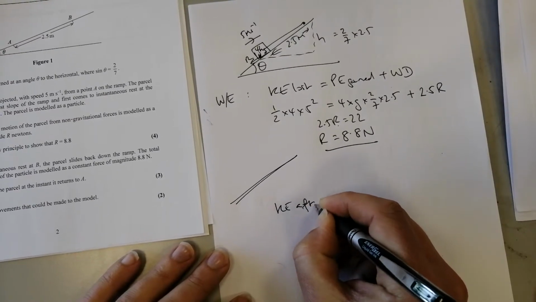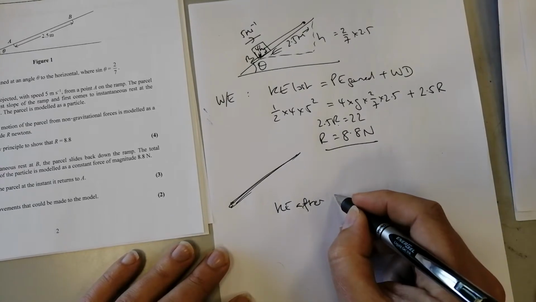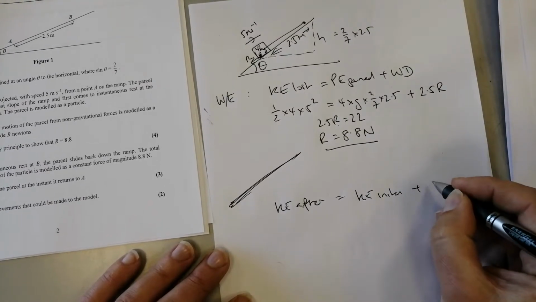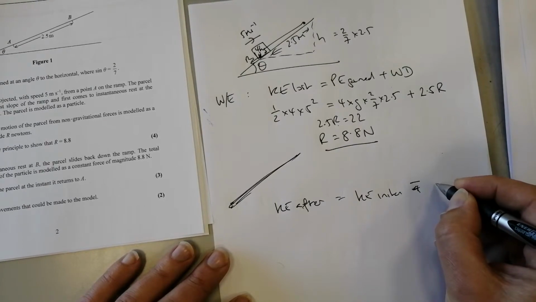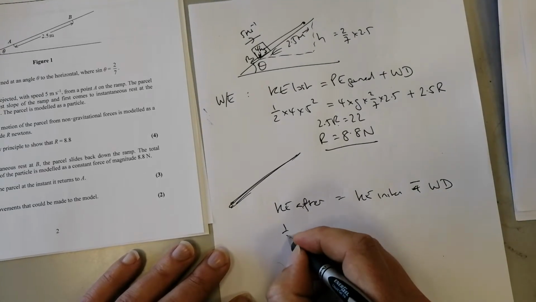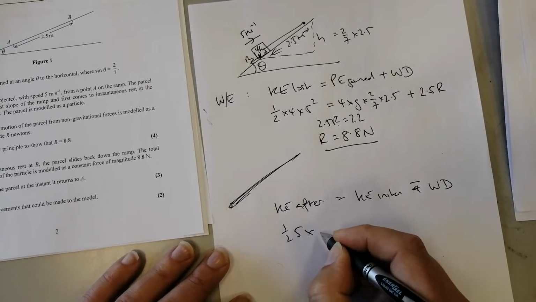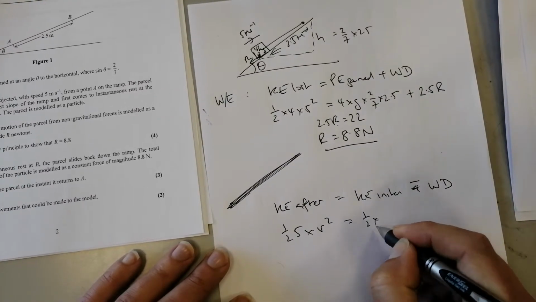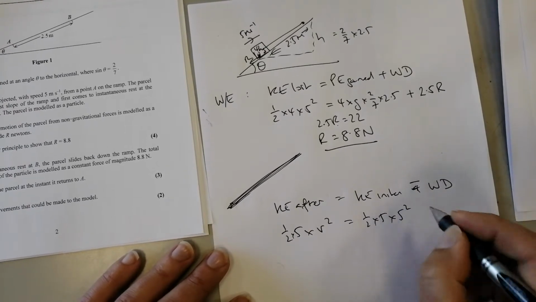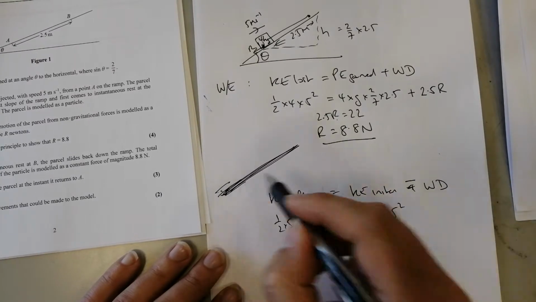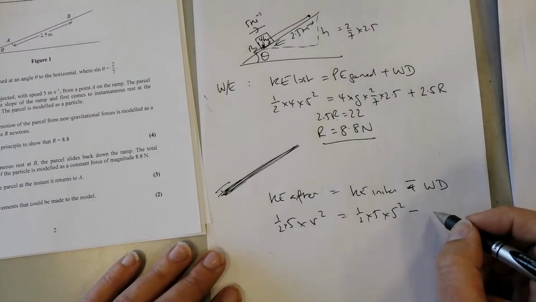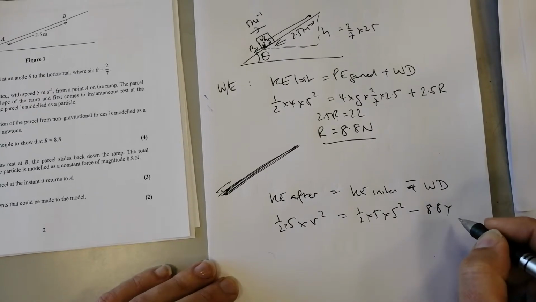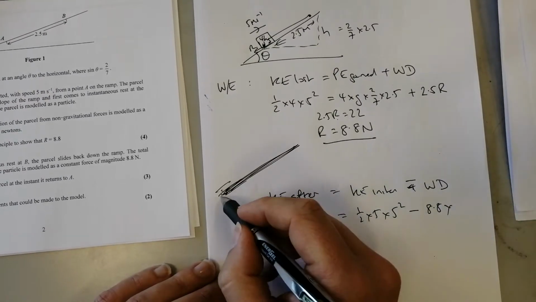The kinetic energy after it gets back down again is going to be equal to however much kinetic energy it had initially, take away the work done. So a half times 4 times v squared, the velocity going on the way down, is going to be equal to a half times 4 times 5 squared, the energy it had when it started going up, take away the work done, which is the resistance force, which we now know is 8.8, times the distance, which we now know is 5. It just goes up and down.